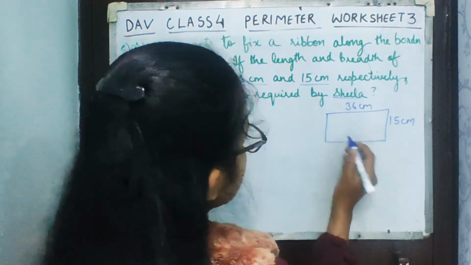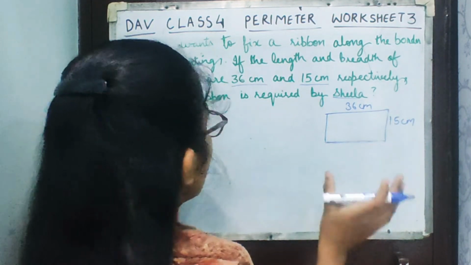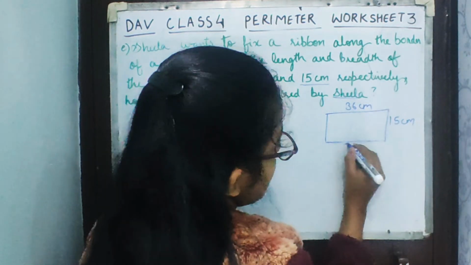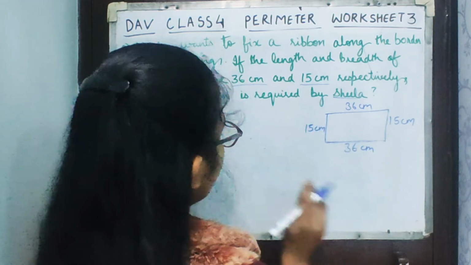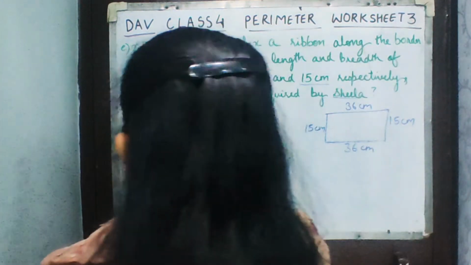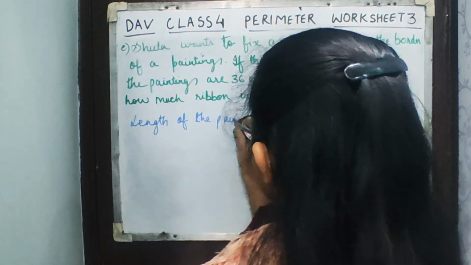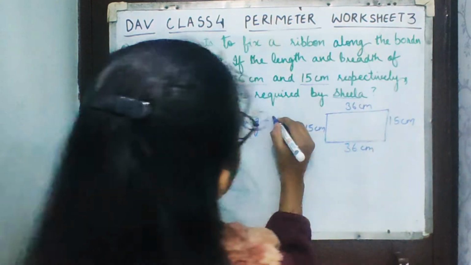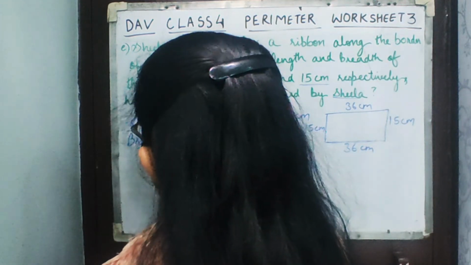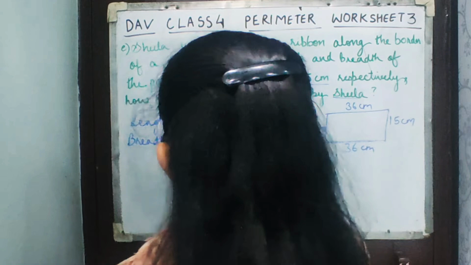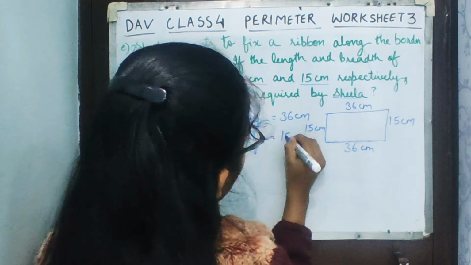Now Sheila wants to fix the border here, so she wants to find the total ribbon required. If this is 36, this is also 36 because these two are length and these two are breadth. Now first of all, let's write what is given to us. So length of the painting is equal to 36 centimeter. Then breadth of the painting is equal to 15 centimeter.